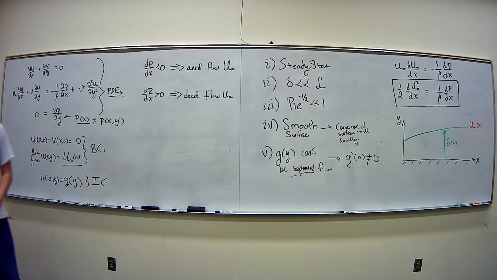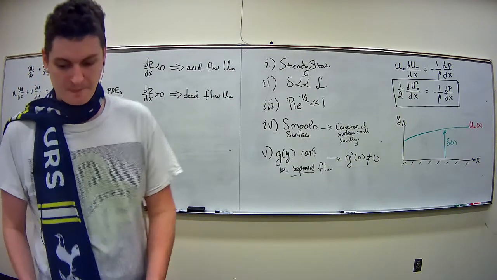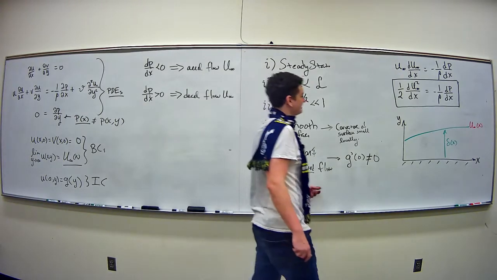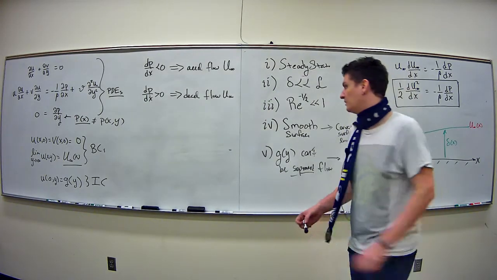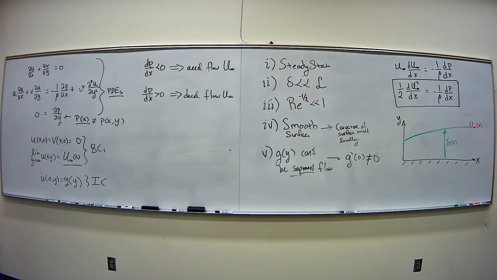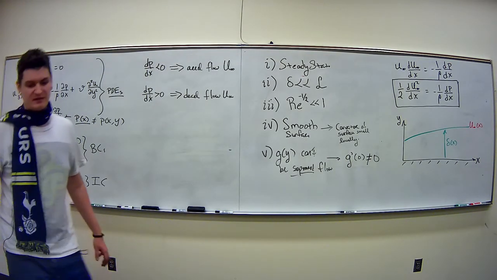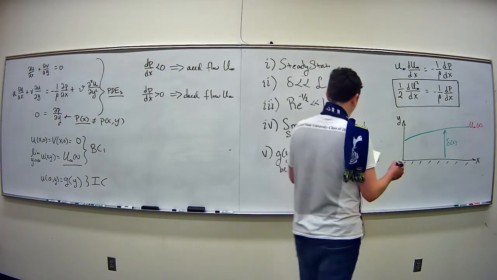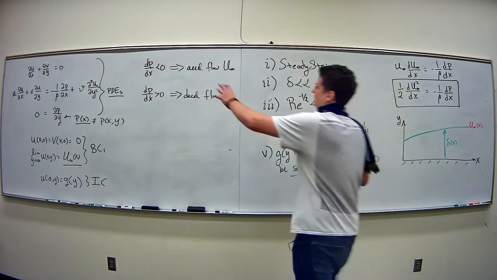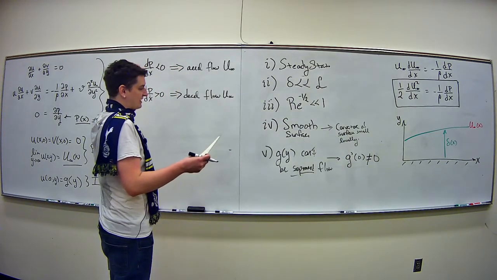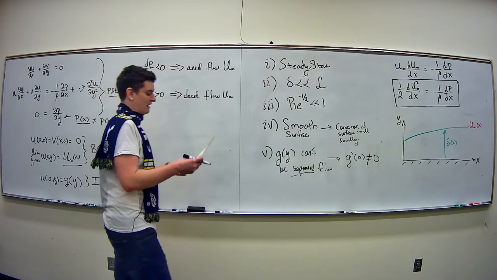So now let's look at the separation. This idea that the G of Y can't be a separated flow. So what is separated flow really talking about? It's talking about this issue. A couple of ways to think about it. Talk about this issue of this outer flow decelerating. So some flow has to be slowing down somewhere within this boundary layer.